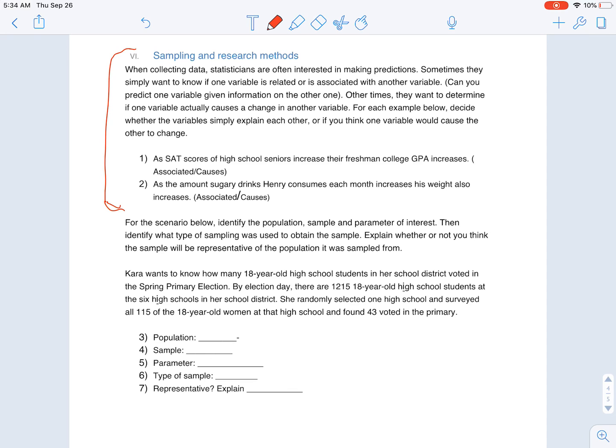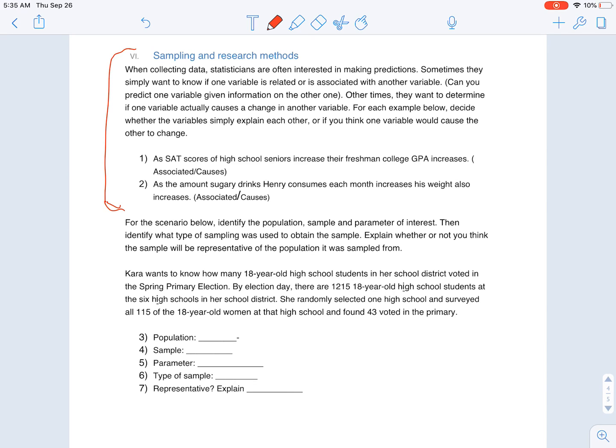So for the scenario below, identify the population, sample, and parameter of interest. Then identify what type of sampling was used to obtain the sample. Explain whether or not you think the sample will be representative of the population it was sampled from.